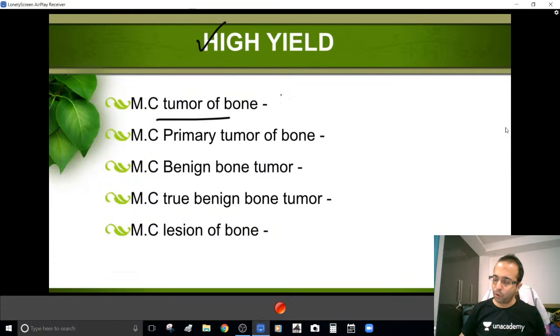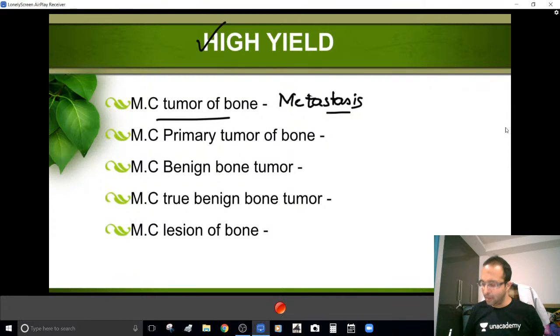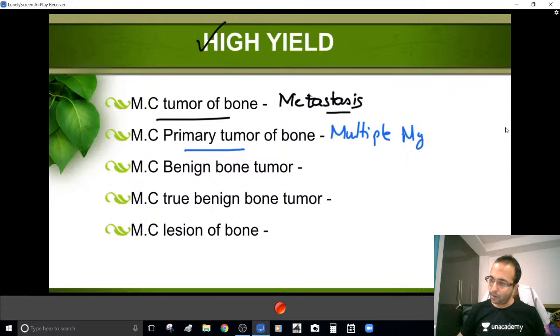If you ask me the commonest tumor of the bone, let me tell you, it's actually the metastasis. Means इधर उधर का tumor bone पे आ जाता है, metastasis. But yes, if you ask me the commonest primary tumor of bone, I would say that's multiple myeloma. That's the commonest tumor of bone itself. But that's a malignant tumor.